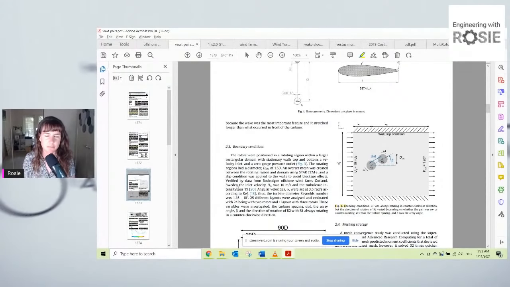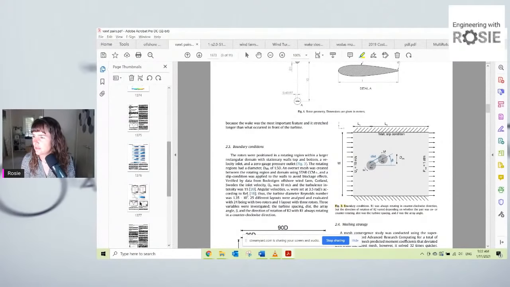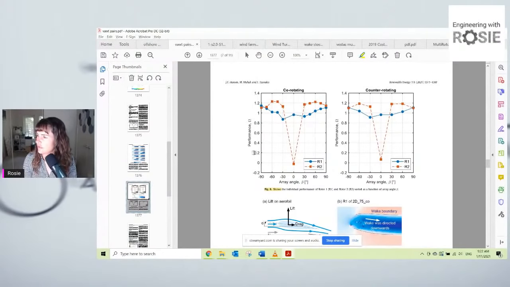Like, they didn't actually build the scenarios that they've analyzed here. And then where's the results? So the results here, this is showing in this graph, you see the angle between the 2 turbines across the x-axis, and then the y-axis shows their performance.